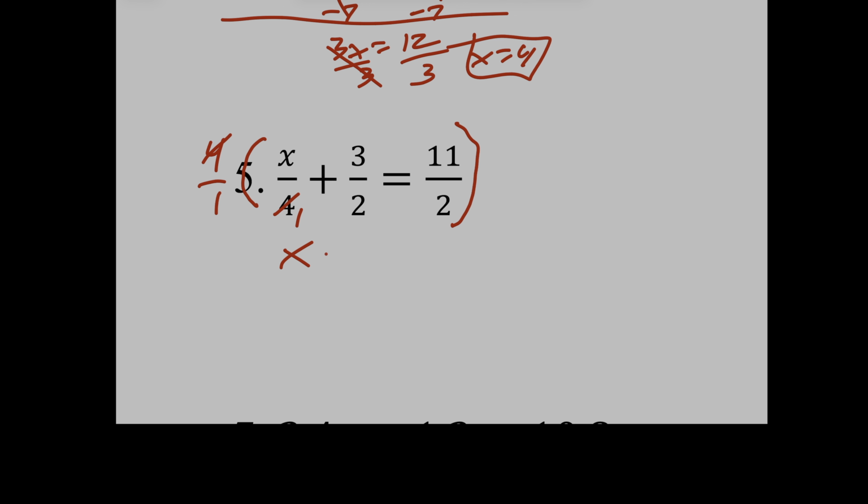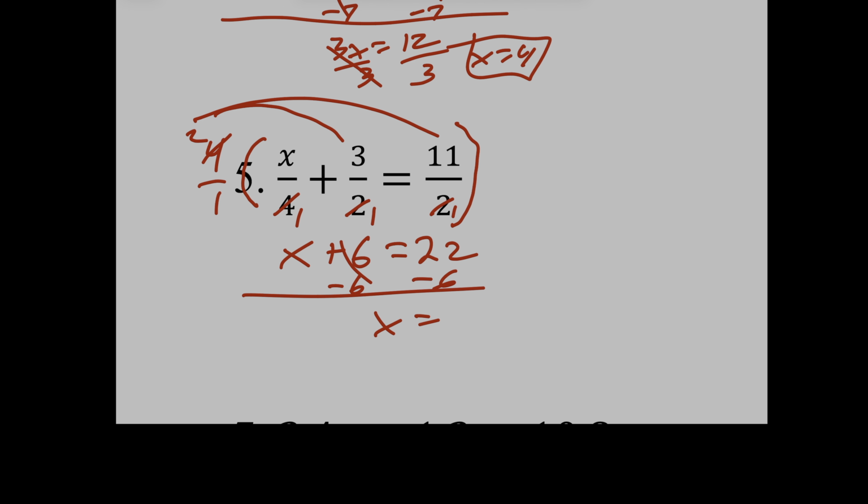Now, plus, now I'm going to go to the next term. 2 goes into 2 once, 2 goes into 4 twice. 2 times 3 is a 6. Now I'm going to do the third one. Boom, boom, boom, boom. 2 times 11 is 22. Now I just have a 1-step problem. Going to subtract 6 from both sides. X equals 16. And that was probably easier than you trying to work out common denominators and do all that.